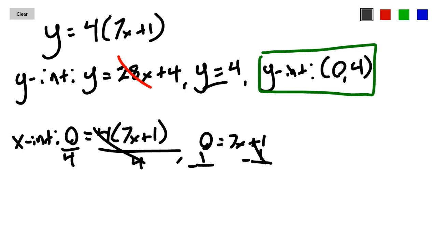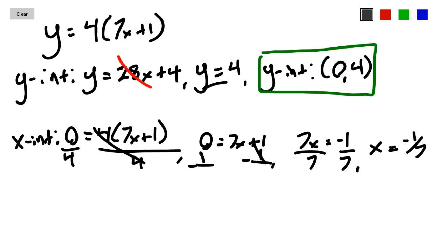I subtract 1 from both sides. So I get 7x is equal to negative 1. And then when I divide by 7, I get x is equal to negative 1 over 7. So my x-intercept is going to be the point (negative 1 over 7, 0).